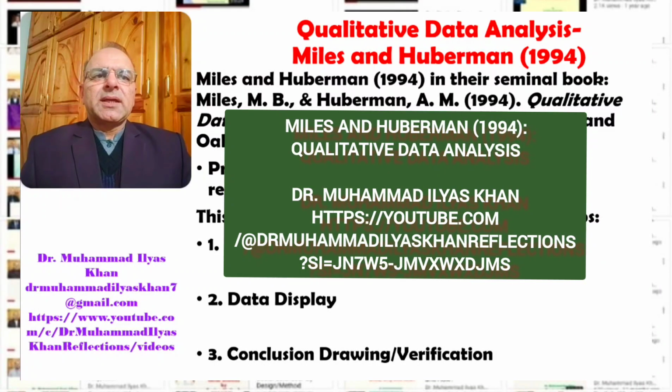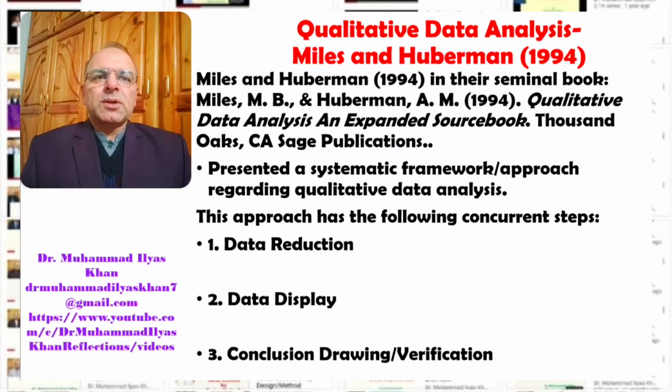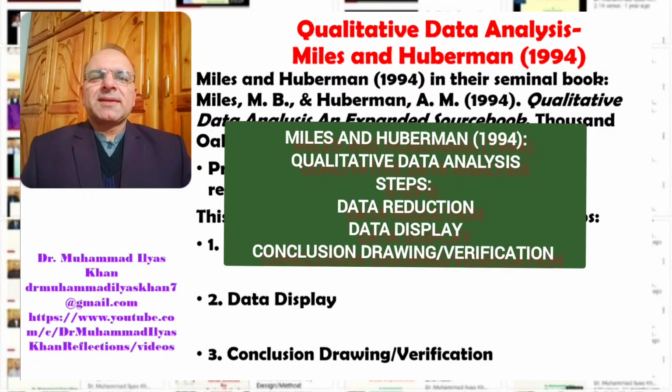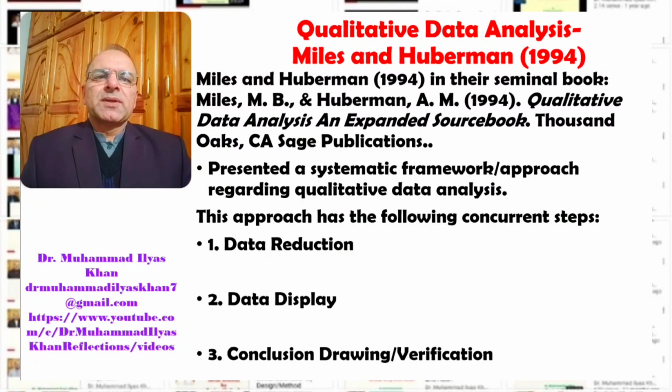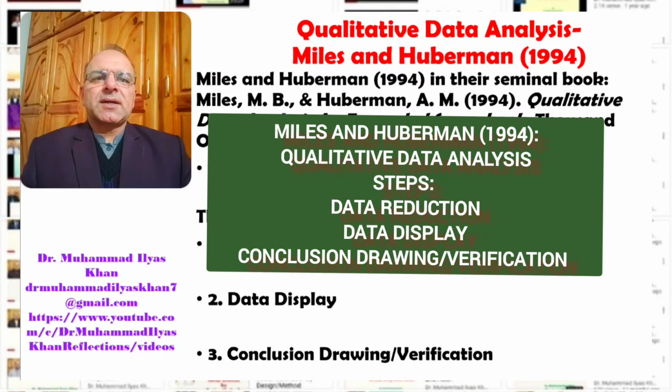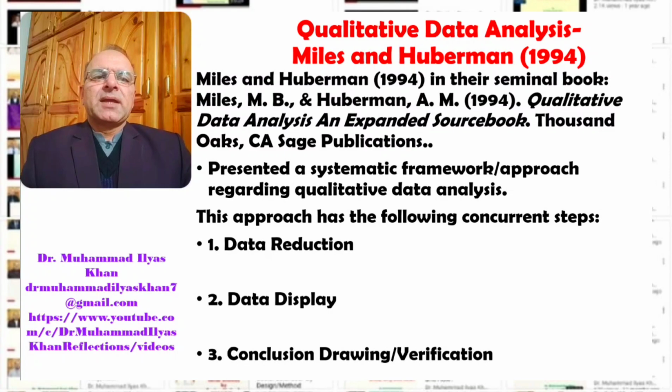Miles and Huberman, in their seminal book titled Qualitative Data Analysis, presented a systematic framework or approach to qualitative data analysis. They generally described this approach in three concurrent steps. They are not entirely exclusive steps, but they are concurrent. These steps include data reduction, data display, and conclusion drawing or verification.